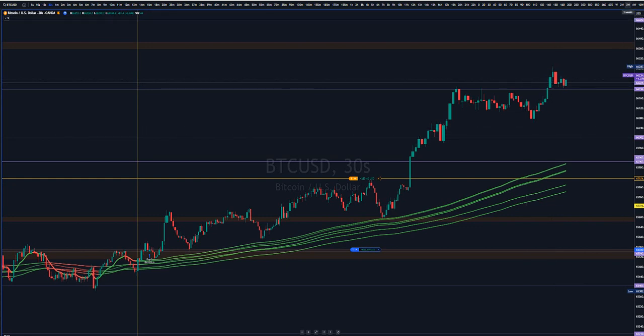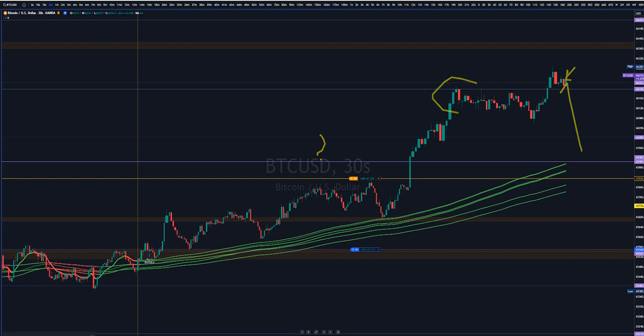Now, here we get a very big question, right? The question is, if, for example, you are watching this video, you implement this trading strategy and you see this candle, you go into the candle, the market comes down, you go, oh shit, this strategy is not working, right?